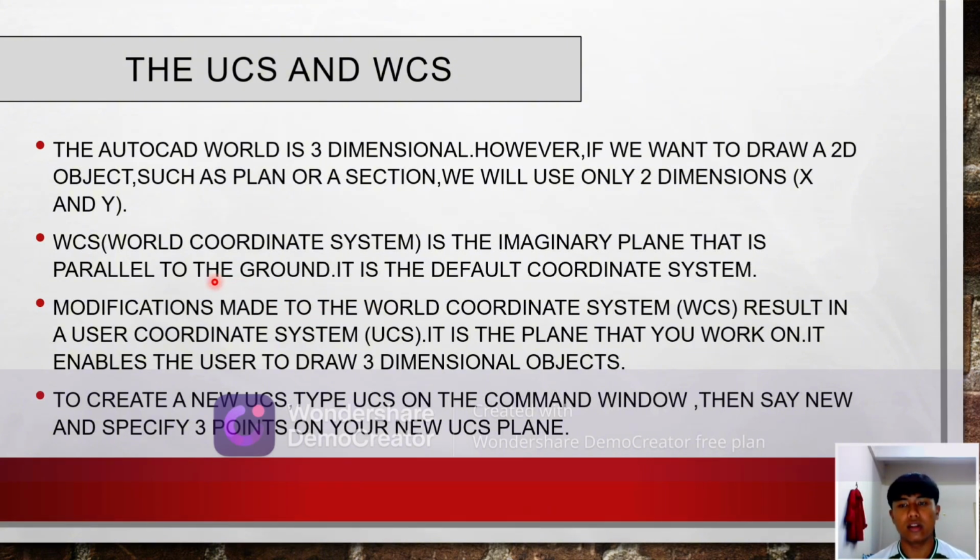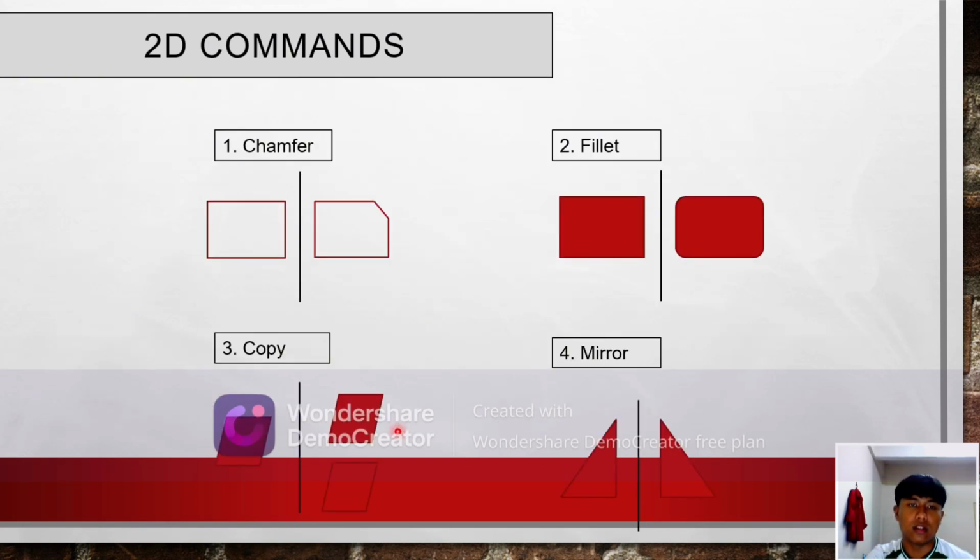WCS is the imaginary plane that is parallel to the ground. It is the default coordinate system. Modification made to the World Coordinate System, or WCS, results in a user coordinate system, UCS. It is the plane that you work on. It enables the user to draw three-dimensional objects. To create a new UCS, type UCS on the command window, then say new and specify 3 points of your new UCS plane.